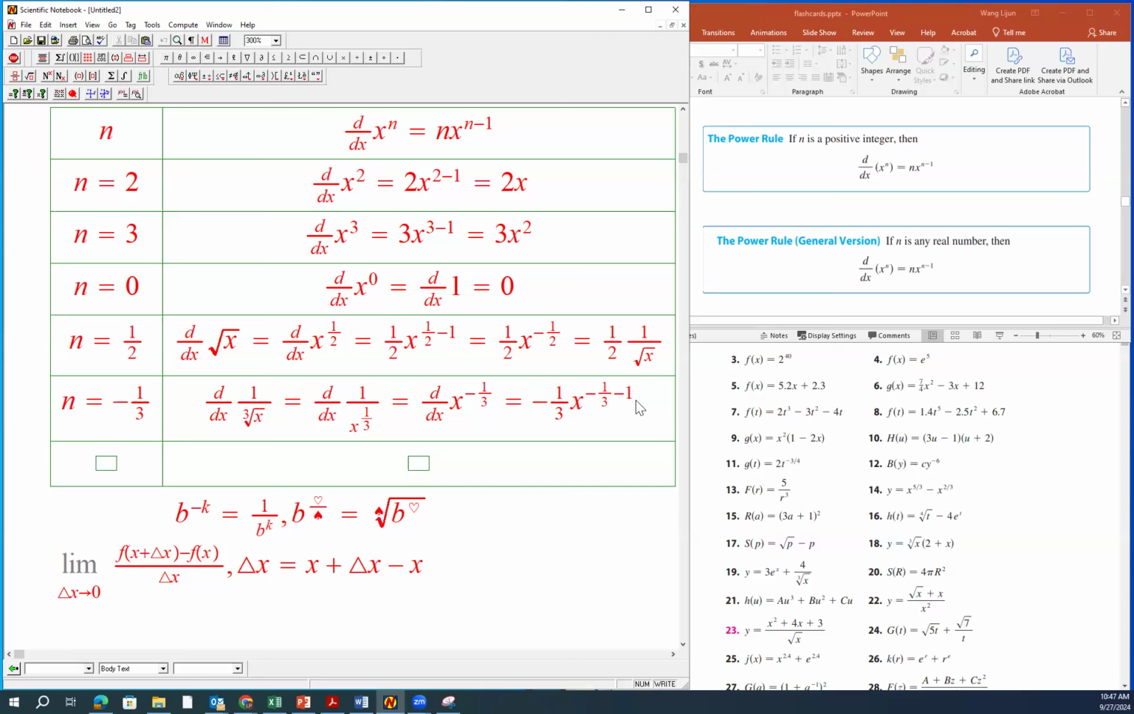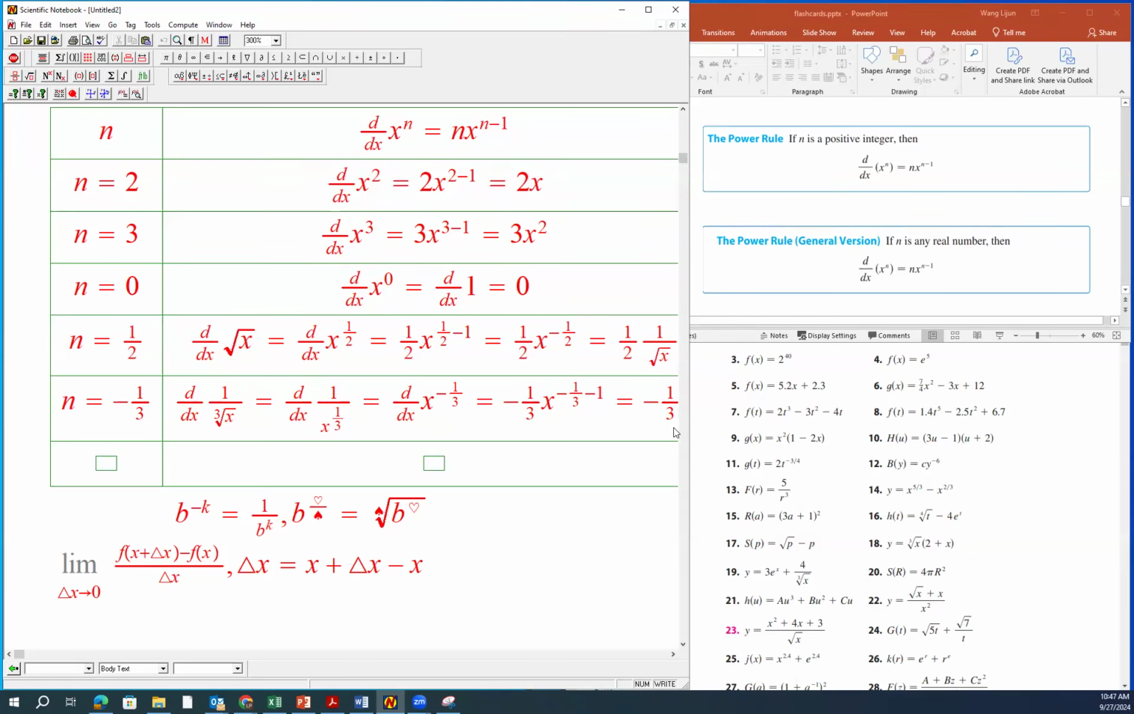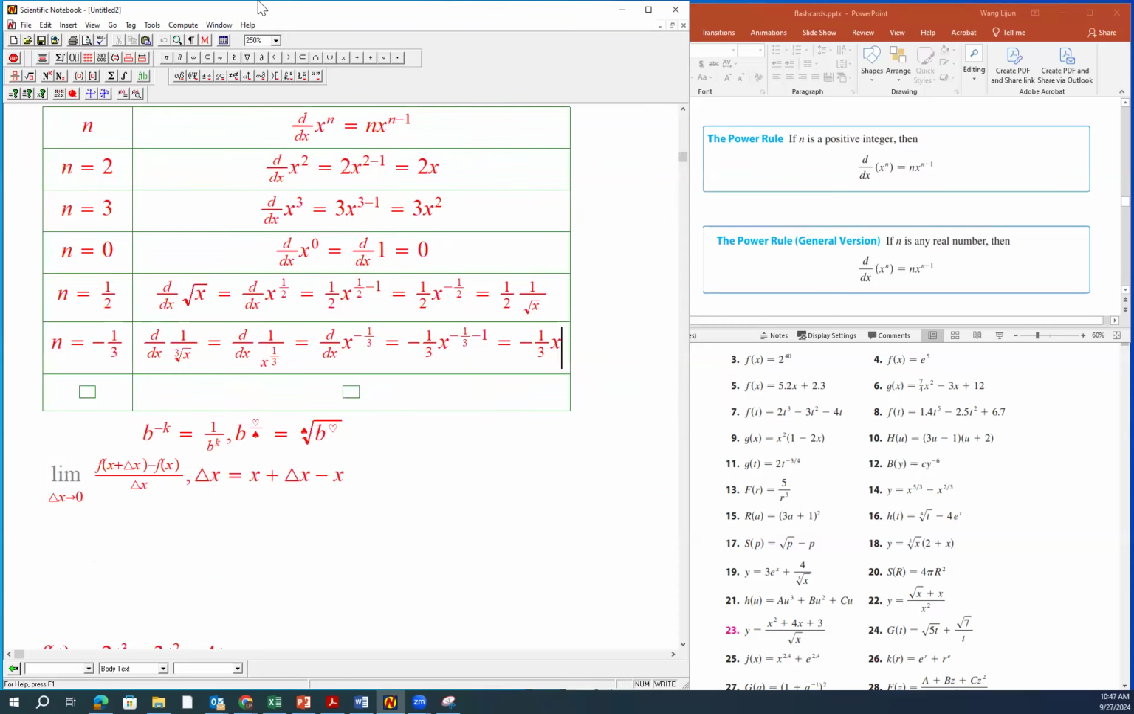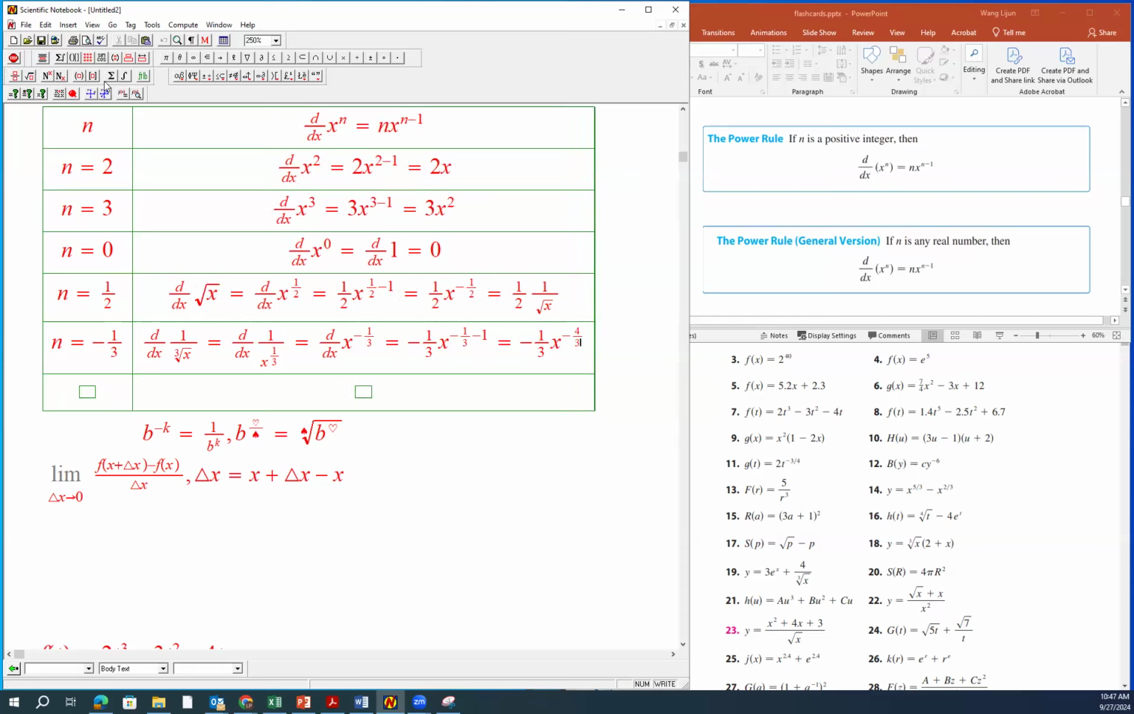Negative 1/3, subtract 1, that's negative 4/3. So negative 1/3 comes with us, okay? And this piece will turn into x raised to the power of negative 4/3. Okay, so that's how we handle that situation.